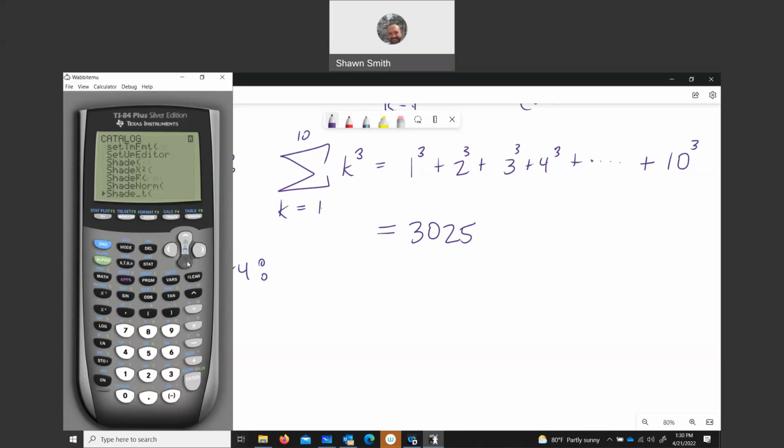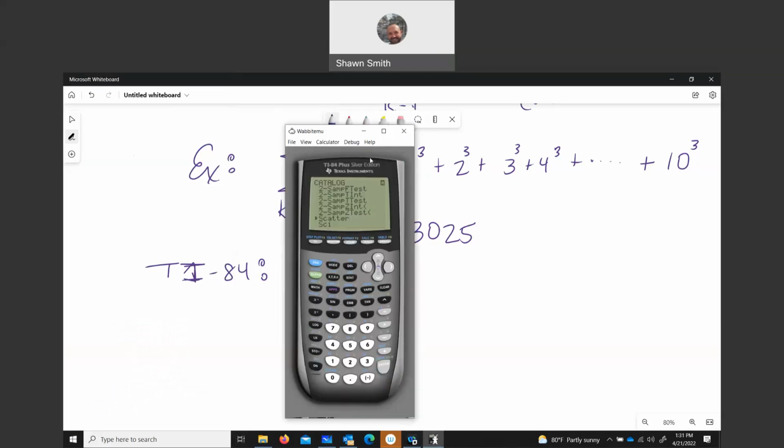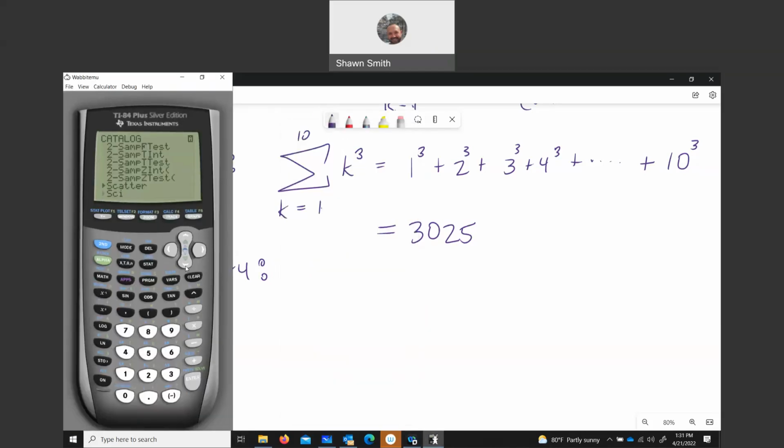And I'm going to find sum. Eventually it comes up. All right, so in 83s, you're not going to see summation with the sigma. You'll just see the sum. Hit that, of the sequence. Back again, catalog, S's again. SEQ. Uh-oh. Right there.